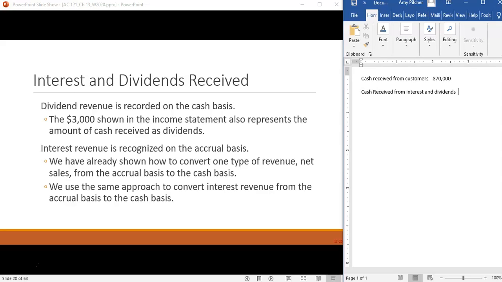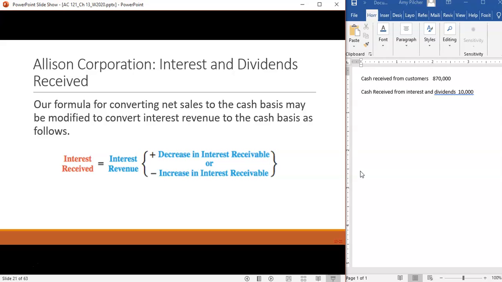So we have $6,000 in interest revenue, $3,000 in dividend revenue, and a $1,000 decrease in accrued interest receivable. So if we add $6,000 plus $1,000 plus $3,000, we get $10,000 in cash received from interest and dividends. So interest revenue plus a decrease in interest receivable or less an increase in interest receivable.